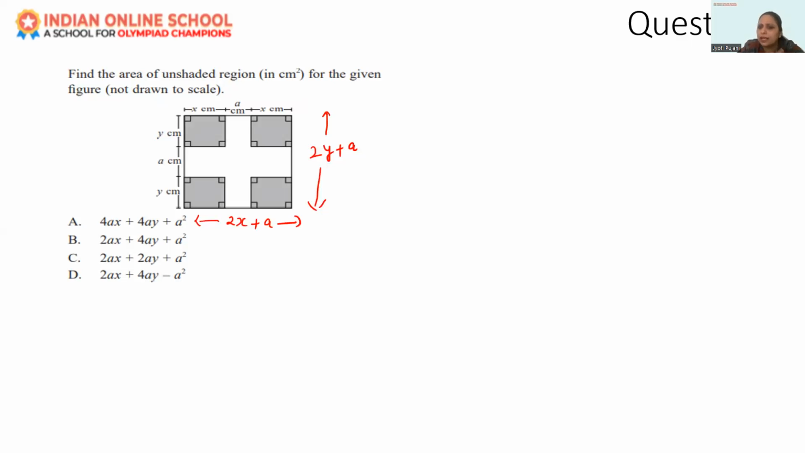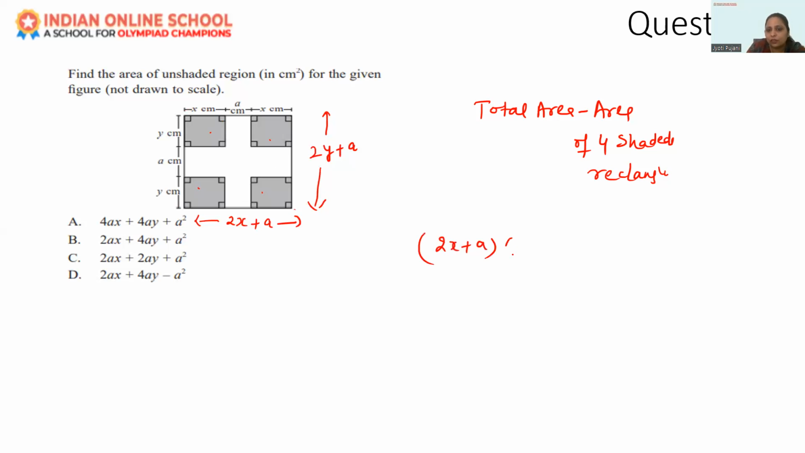Whenever they ask for the unshaded area in this type of question, I will find the total area and subtract the shaded area from that. Total area minus the area of 4 shaded rectangles. These are rectangles, X by Y. So what is the total area? The area of a rectangle is length into breadth. Here it is 2X plus A multiplied by 2Y plus A. That is the total area.